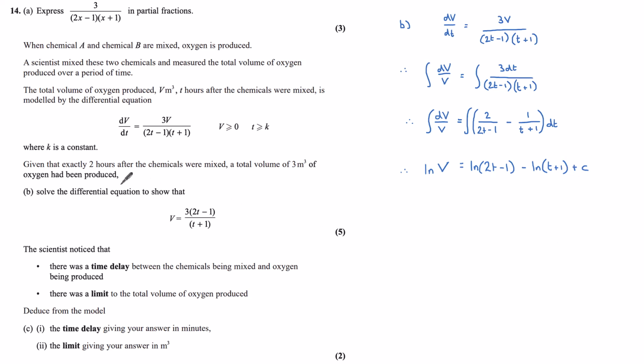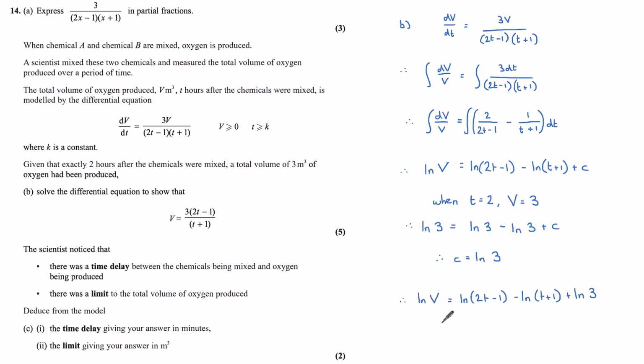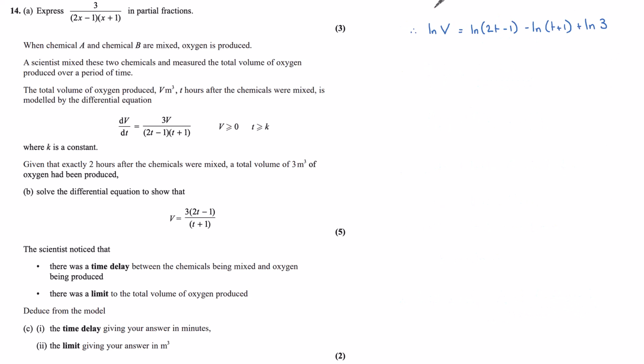We then can use our boundary conditions set in the question. We know after 2 hours, the chemicals mixed produce a volume of 3 meters cubed of oxygen. And so when t is equal to 2, V is equal to 3. This gives us that ln V is equal to ln of 2 times 2 minus 1, which is 3, minus ln of 2 plus 1, which is again 3. So these ln 3's will cancel, and so C must be equal to ln 3. Putting that into our equation gives us ln V is equal to ln of 2t minus 1 minus ln of t plus 1 plus ln 3.